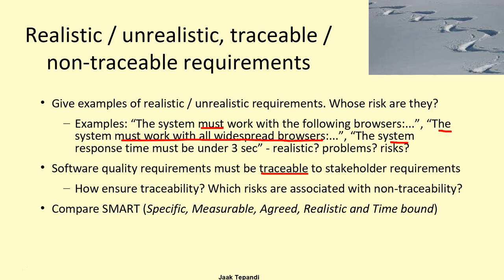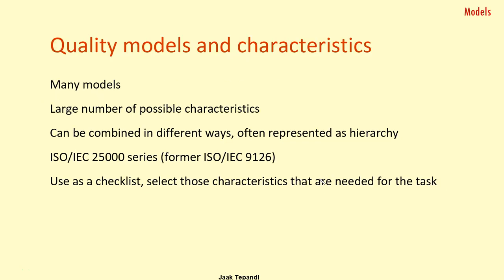To avoid these kinds of conflicts, it's useful to require that we state the stakeholder requirements before stating any system requirements or software requirements. And then the quality requirements must be traceable to stakeholder requirements, and the system must first of all satisfy the stakeholder requirements. So these were some desirable properties of requirements. They should be testable, realistic, traceable.